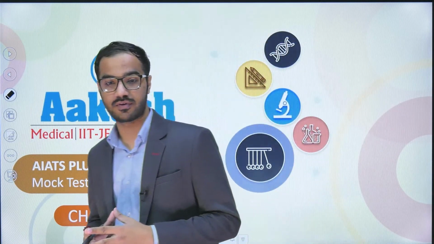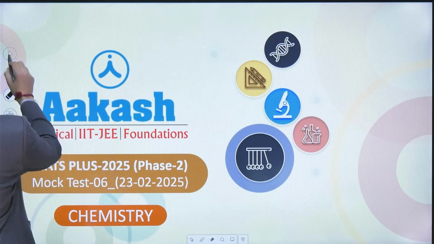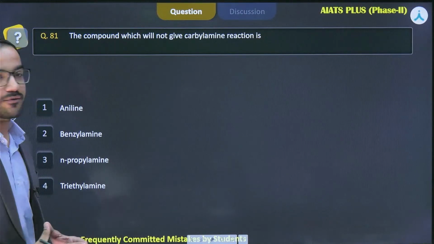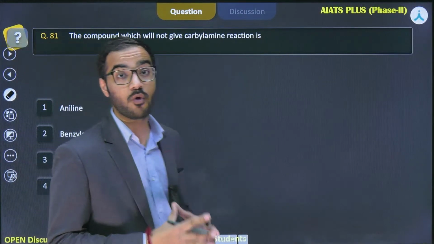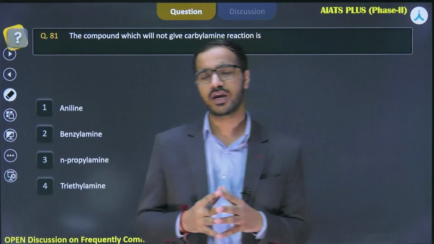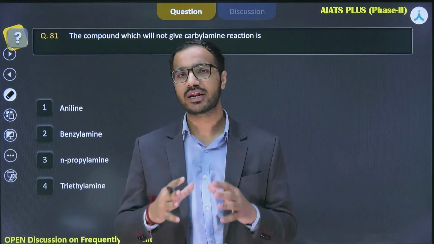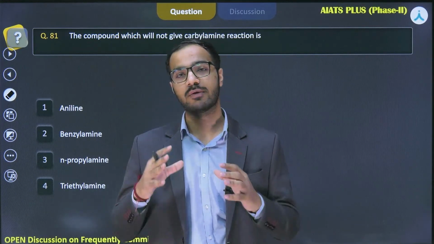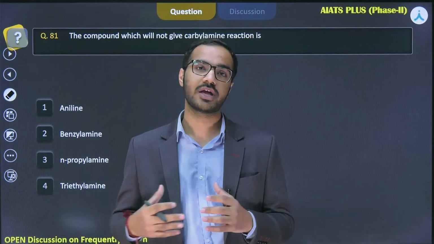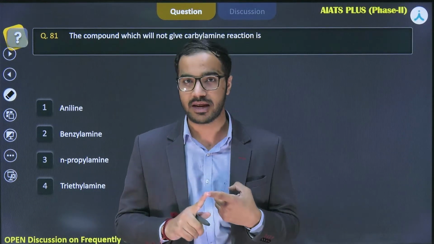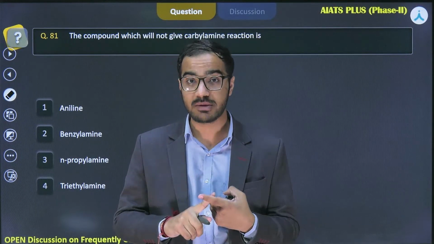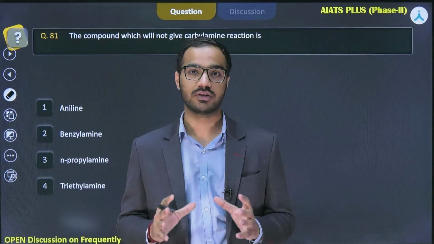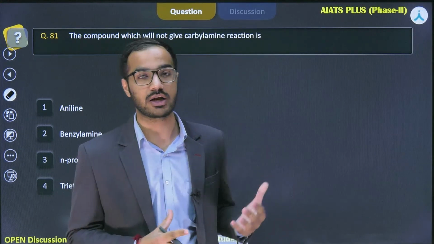Okay, let us start from the very first question. We have the compound which will not give carbylamine reaction. So before going with this reaction, we have to understand what are the reactions which deal with chloroform. In that portion, we will cover the three main name reactions. The first one is carbylamine, the second one is the Riemann-Tiemann reaction, and the third one is the haloform reaction. So we are all dealing with the chloroform reactions. Then we will come back to the question part.